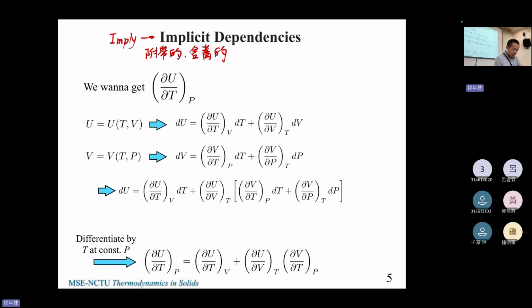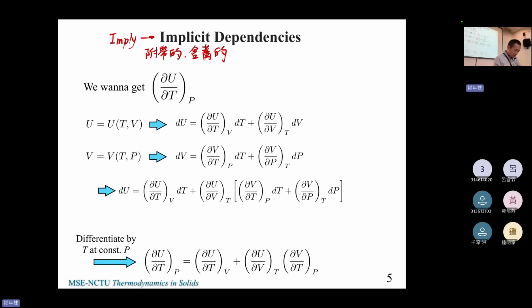So U, typically and naturally, we regard internal energy as a function of temperature and volume. Okay, and V can be treated as a function of T and P, right? So you can see the relationship between them. So now we found that U is a function of T and V, V is a function of T and P. So we can find the relationship underneath.